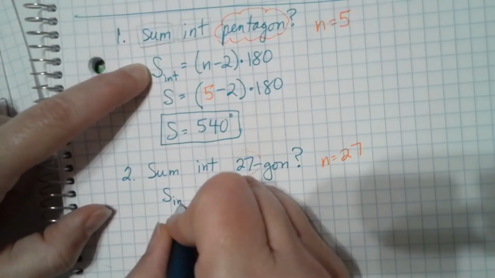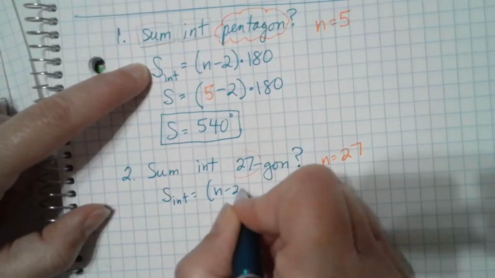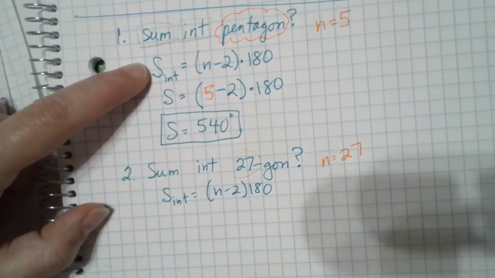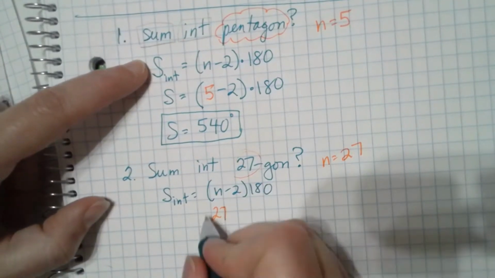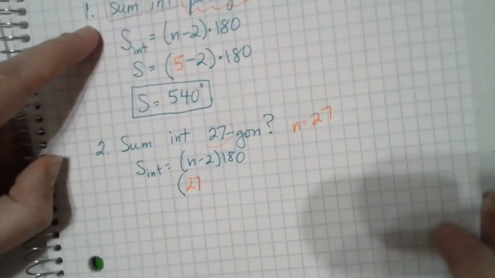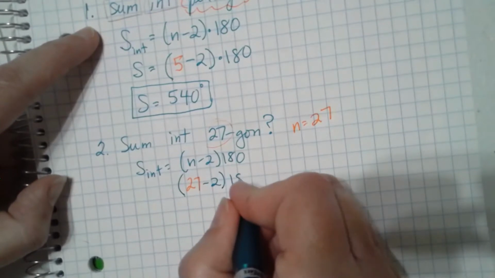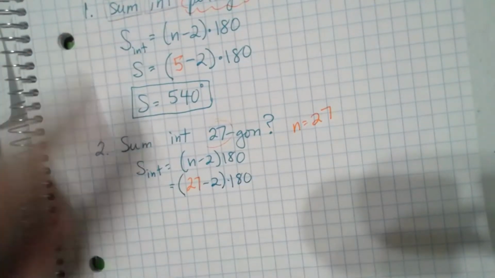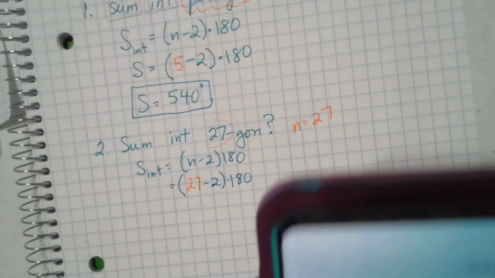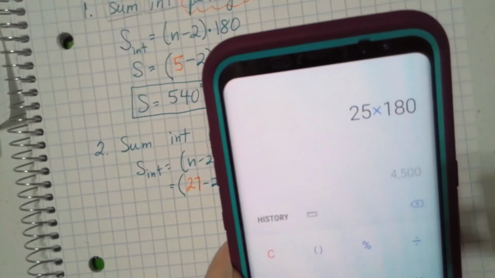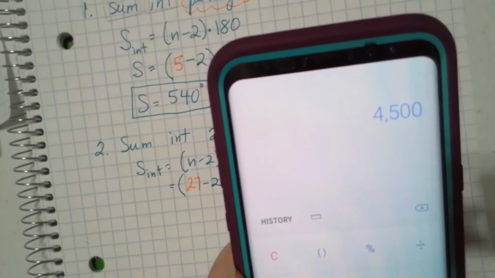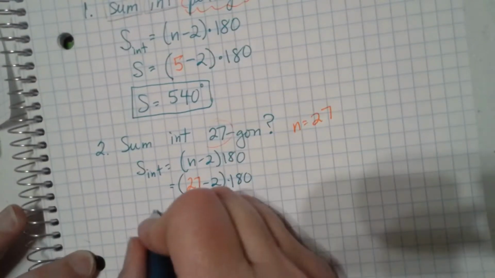Sum of the interior equals n minus 2 times 180. We're going to put a 27 where the n is, bring everything else down. 27 minus 2 times 180. So 27 minus 2 is 25. 25 times 180 gives us 4,500.